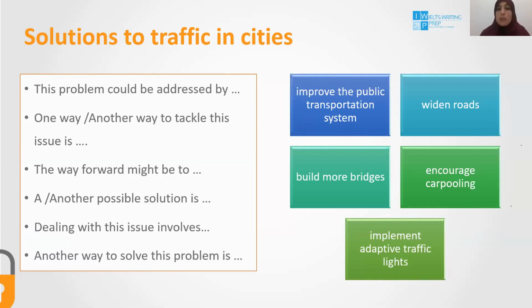Okay, Julian, yes, that's correct. It's perfect. And then Satish, I'm sorry, I'm not sure if I pronounced that correctly. One way to tackle this issue is by making roads. We don't make roads, we build roads or we construct roads. Making roads don't collocate together.